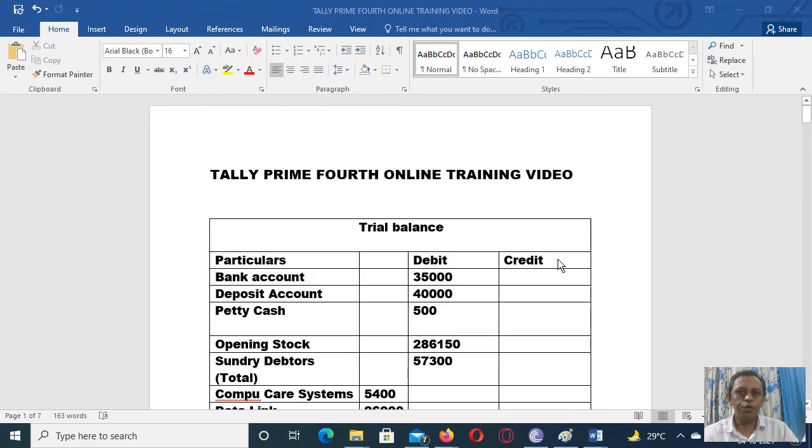So first of all, we will be looking at the trial balance. What are the contents given in the trial balance? What is given on the debit side and what is given on the credit side?